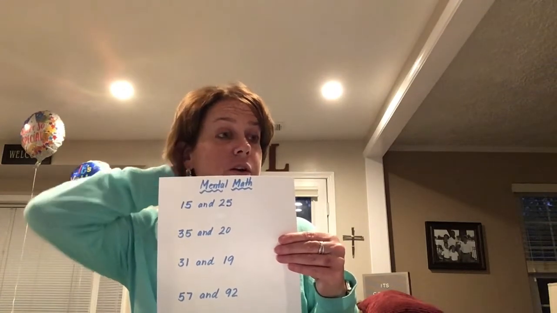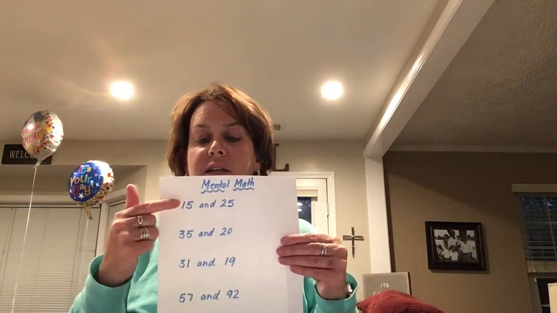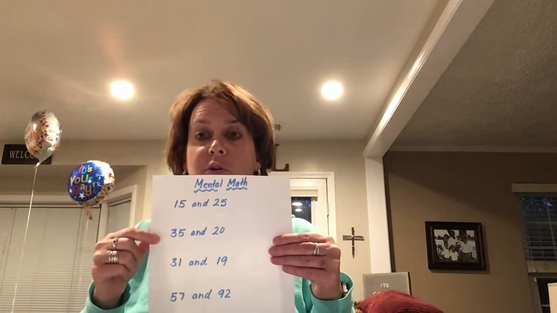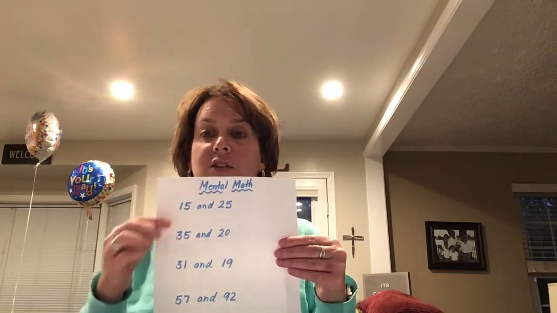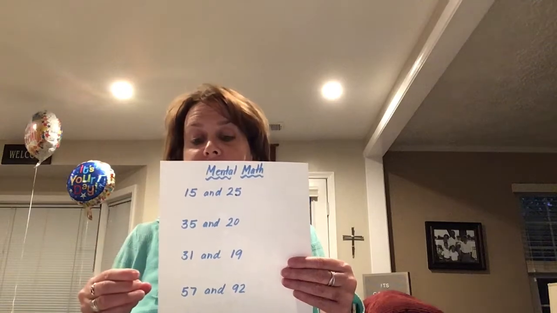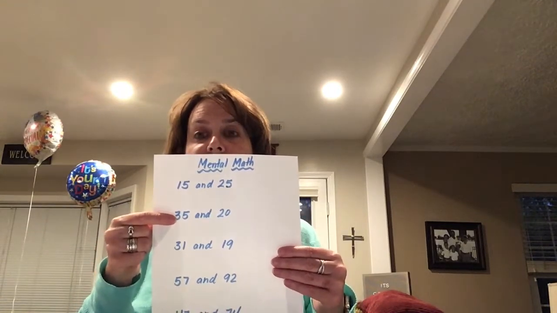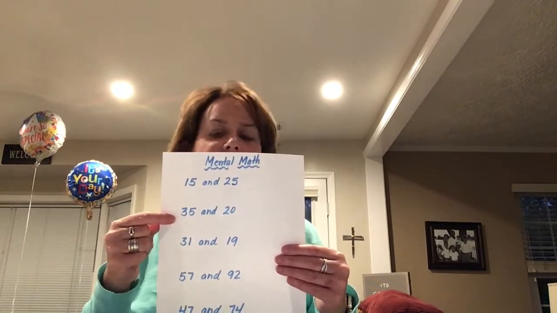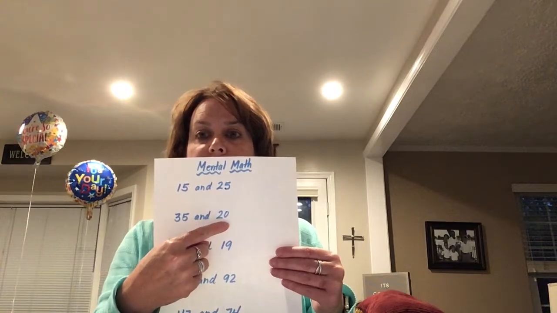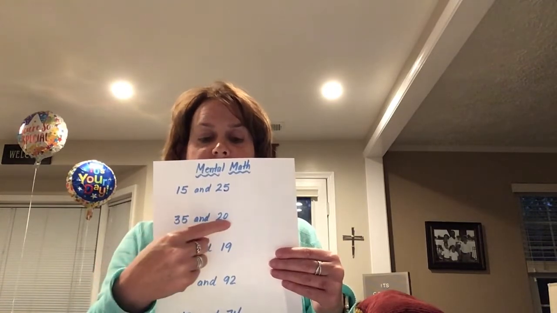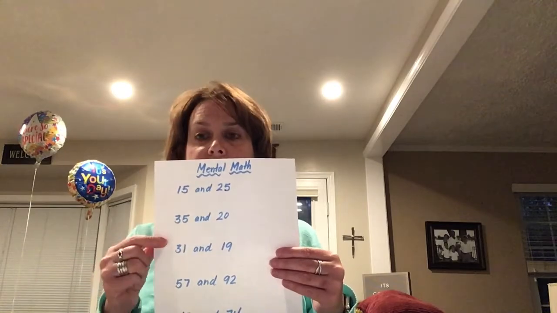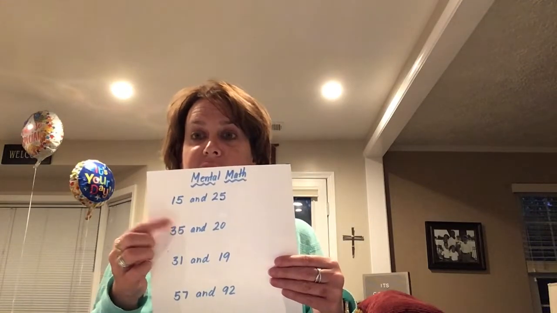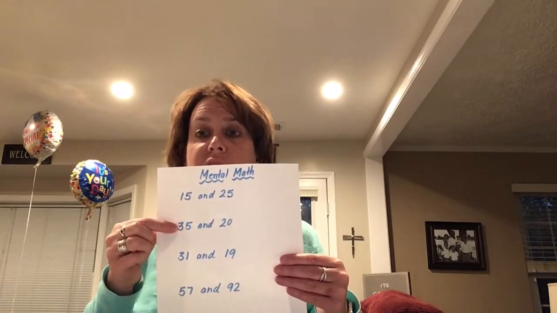Okay, so if you are using a number grid, you can see that 25 is just below 15 on the number grid. And we know when we go down on the number grid, it's 10. So between 15 and 25, the difference is 10. On the second one, 35 and 20. Whatever is easiest for you, but I tend to start with the smaller number and I count up to the bigger number. So I think to myself, well, how far is it from 20 to 35? Well, I know from 20 to 30 is 10, and then to 35 is 5 more, so this one is 15.